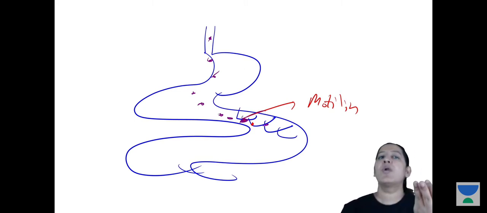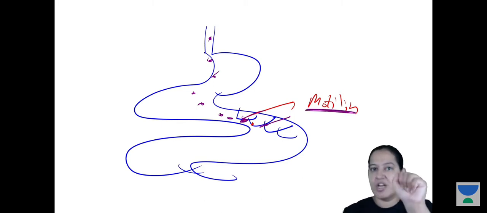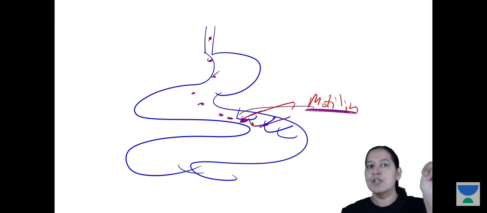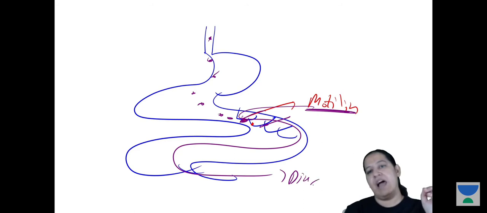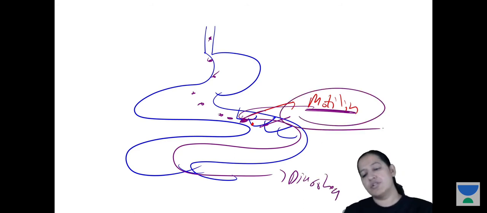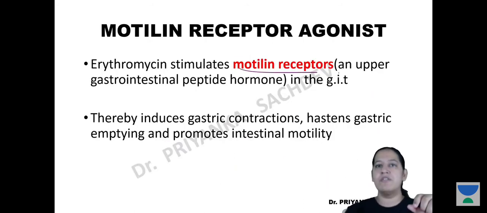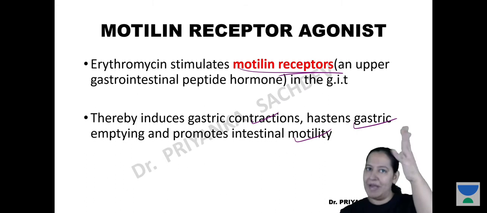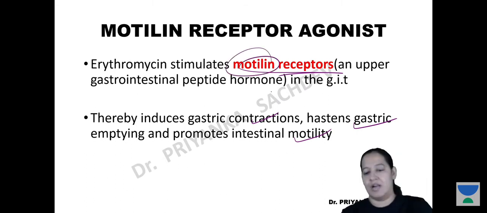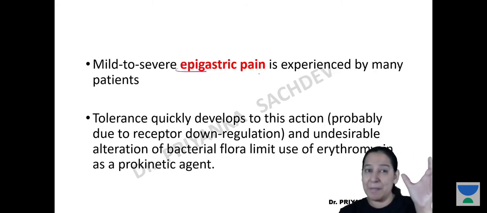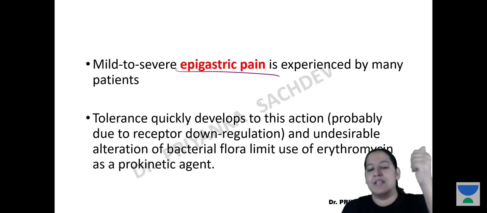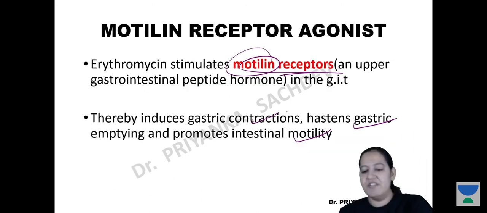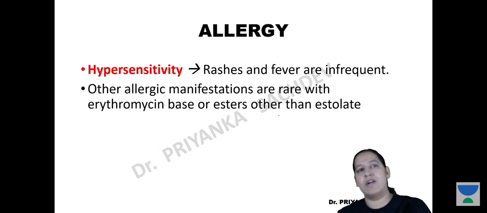So they will stimulate this motilin receptor, and on stimulation it causes peristalsis. So the patient will have diarrhea as a side effect because of the motilin receptor agonist. The motilin receptor will be stimulated and it induces contraction, it hastens gastric emptying, and it increases motility. That's why it causes diarrhea, or it causes epigastric pain. Because of severe spasm, there will be spasm here. So because of severe spasmodic pain, epigastric pain and diarrhea will be there.